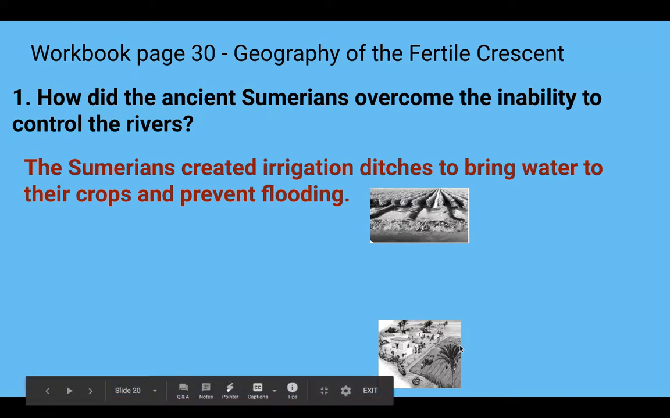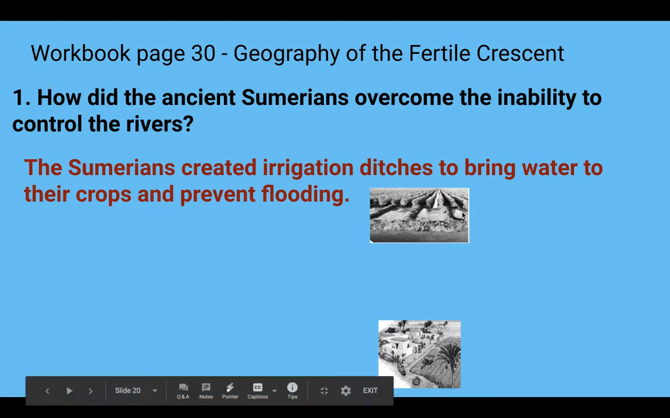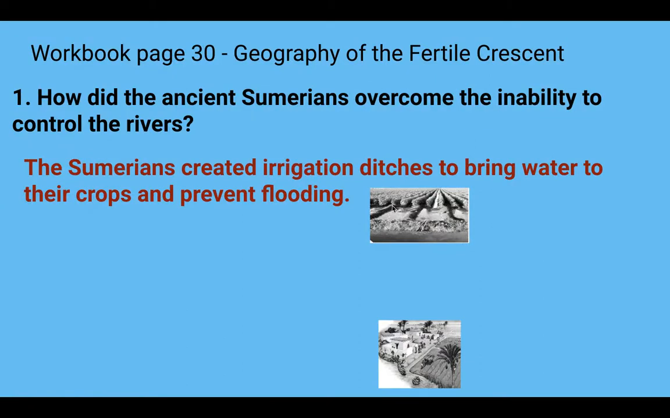Here's another picture of really the same thing. See the boat here on the river? They would dig a deep canal here. This is actually the canal, I believe. And then these trenches here brought water from the canal to the crops. These are the crops here. And usually they would make a wooden gate here to control the amount of water that was flowing from the canal into the crops so they didn't get too much.